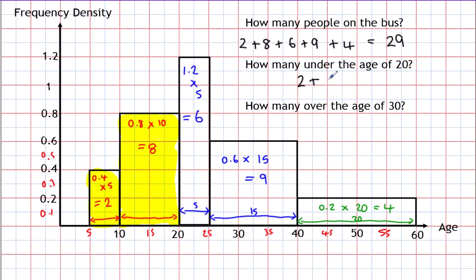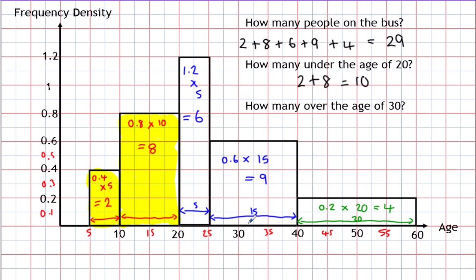2 add 8 is 10. So there's 10 people under the age of 20. I don't know their actual ages, but I know they're all under 20. Now the third question here is a little bit trickier. It says, how many people are over the age of 30? And what you'll notice is that 30 is actually part of the way through this fourth bar here.